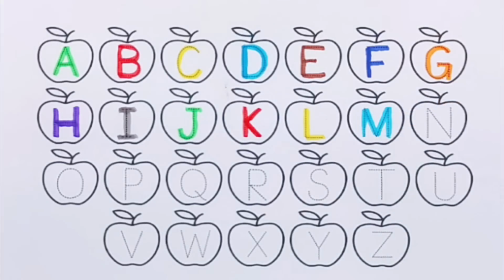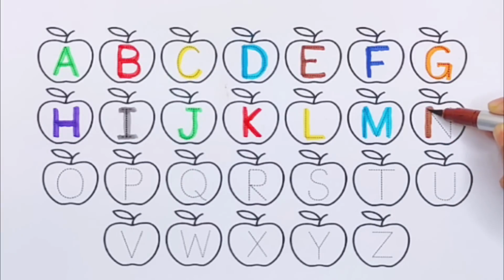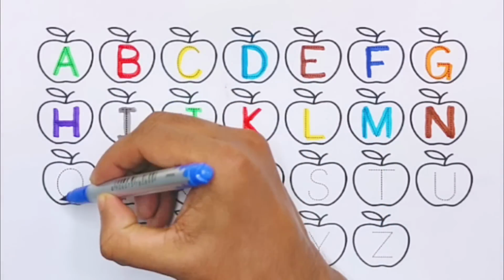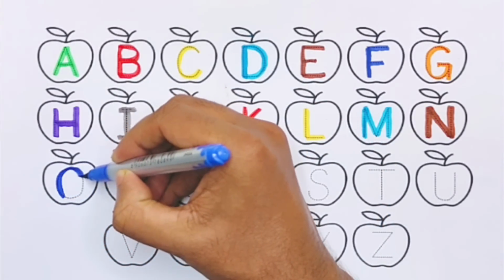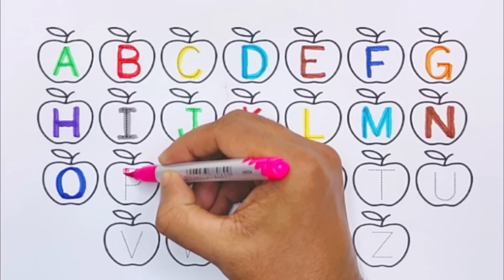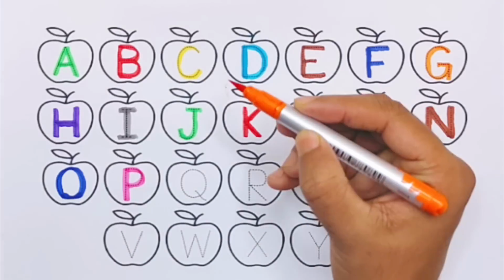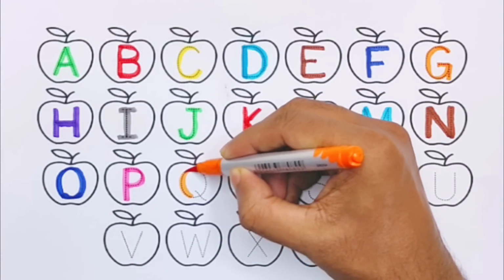M for moon, brown color. N for noodles, blue color. O for orange, pink color. P for pencil, orange color.